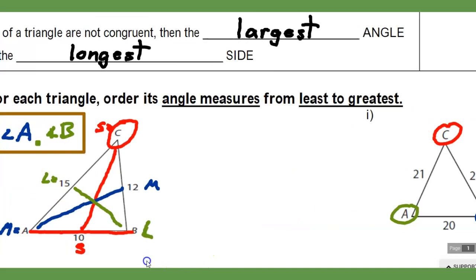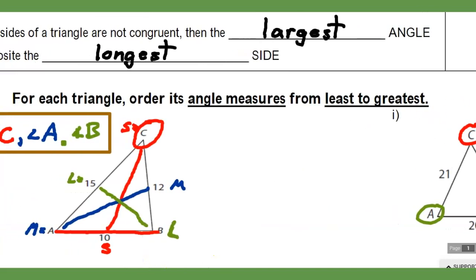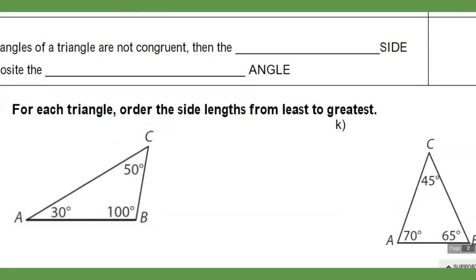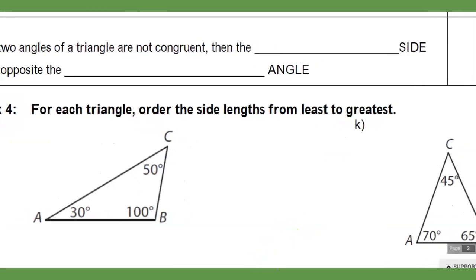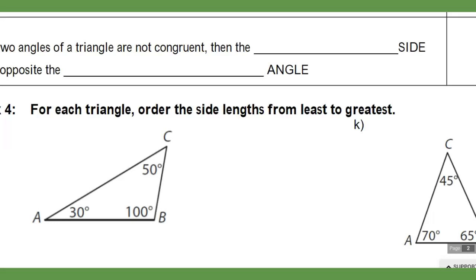All right. And on the back side, same idea, just with the converse, really. It's the converse of the front side. So if two angles are not congruent, then the longest side is opposite the largest angle. So we can do the same idea here that we just did, just in reverse, right? So instead of finding the smallest side, find the smallest angle and go across from there.